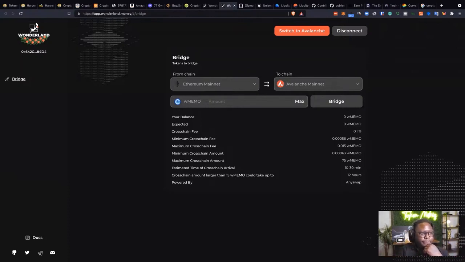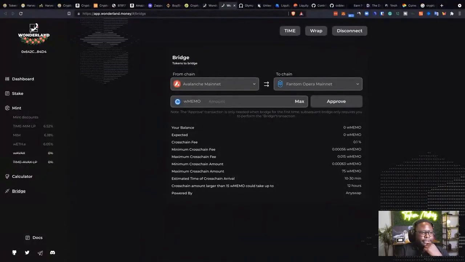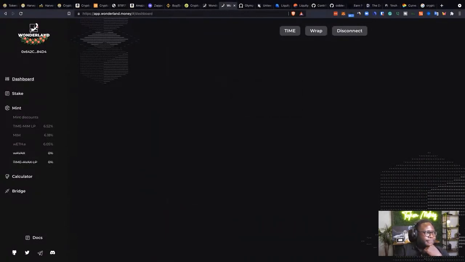So in this case, I have to switch my MetaMask to Avalanche. MetaMask does support several blockchains like Avalanche, Polygon, and Binance Smart Chain. So in this case, I have switched to Avalanche. Okay, right. So in this case, we have the same exact concept.